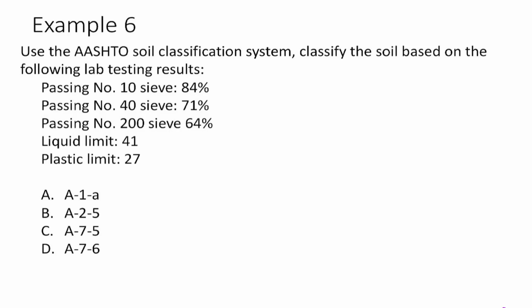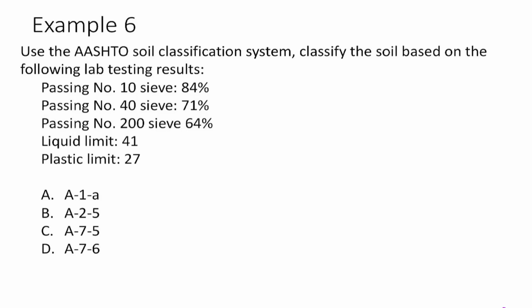But for AASHTO, you have to have at least three: number 10, number 40, and number 200. But of course, you would also need the Atterberg limit test. So we have 84% passing number 10, 71% passing number 40, and 64% passing number 200. And we know the LL is 41 and the PL is 27, and you need to classify the soil based on all that information. So again, a couple minutes to work on the problem, and we'll be back in a couple minutes.